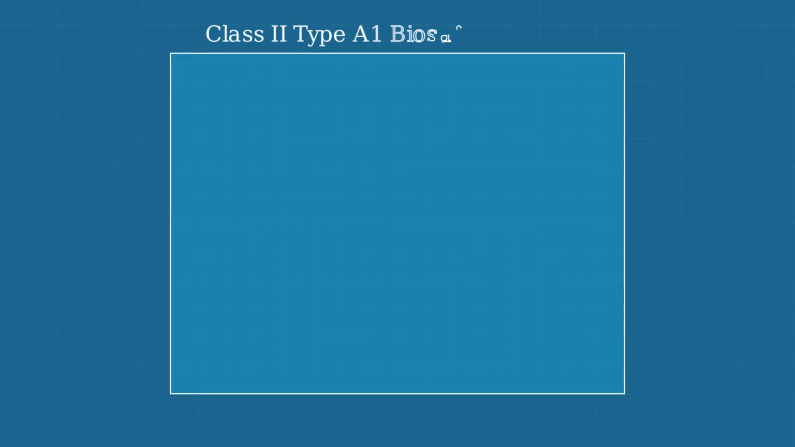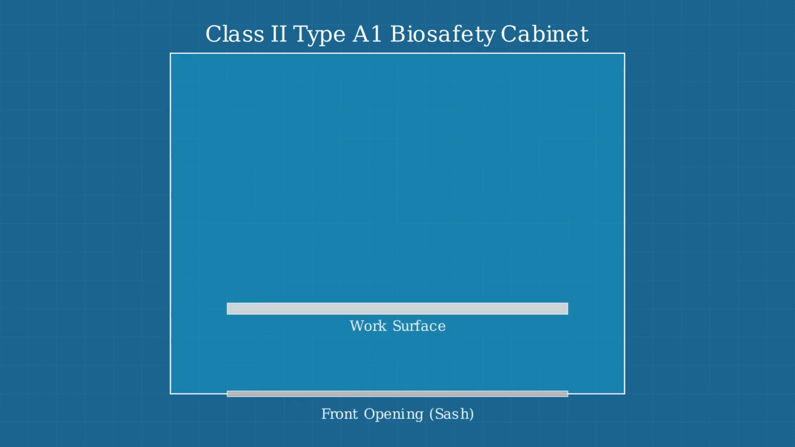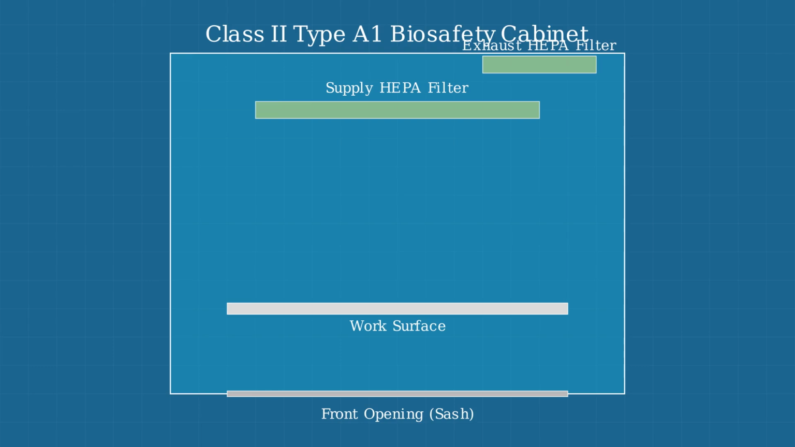The Class 2 Type A1 biosafety cabinet is designed for working with low to moderate risk biological agents. It features a front opening for user access and a work surface where procedures are conducted. HEPA filters are key components, with a supply filter that protects the work surface and an exhaust filter that cleans air before it's released. The Class 2 Type A1 cabinet maintains a minimum inflow velocity of 75 feet per minute at the front opening. Clean, HEPA-filtered air flows down from the top of the cabinet onto the work surface.